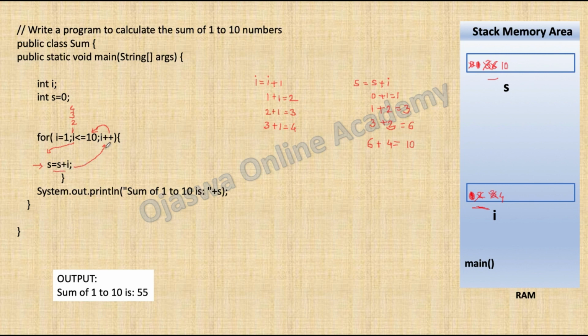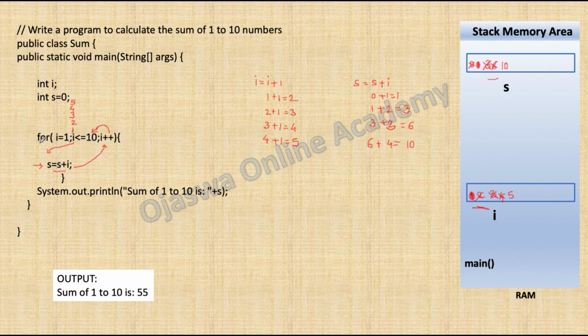From here, control will go to the increment statement and I++ is executed. Value of I is 4 plus 1 equal to 5. Hence inside the memory, 4 will be replaced with 5 and now the updated value of variable I is 5. From the increment statement, control goes to the condition. Value of I is 5. 5 less than or equal to 10 is checked.